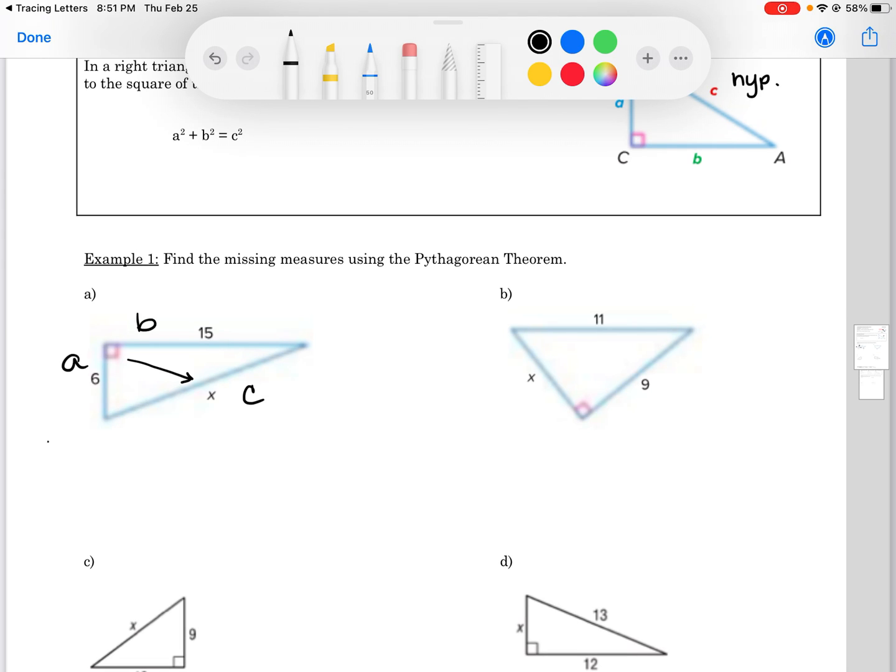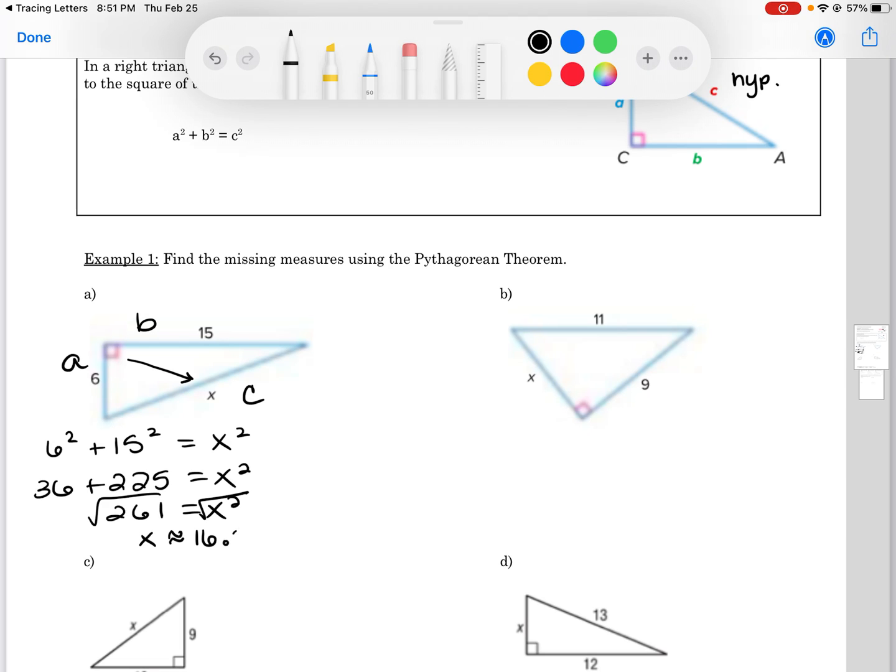All right, so we have 6 squared plus 15 squared is equal to x squared. That's going to give us 36 plus 225 is equal to x squared. We're going to get 261 is equal to x squared. And when I take the square root of that, I'm going to get a decimal, so that's going to give me about 16.2.